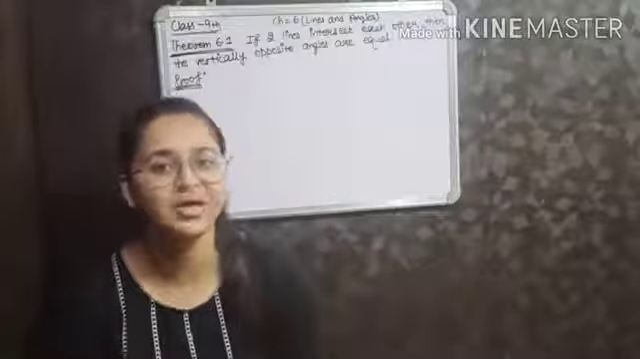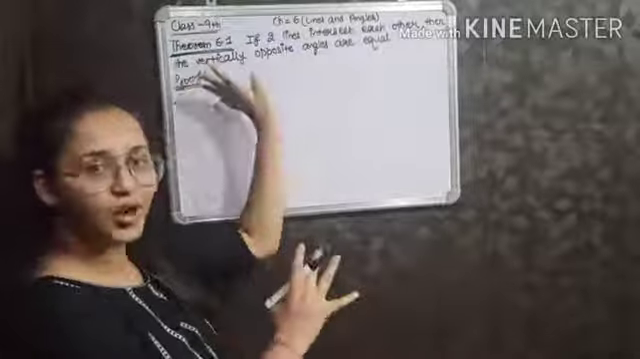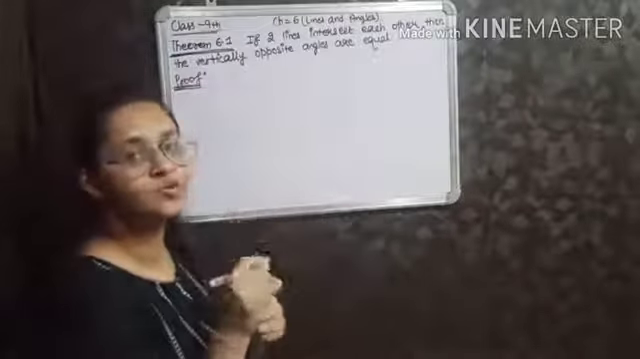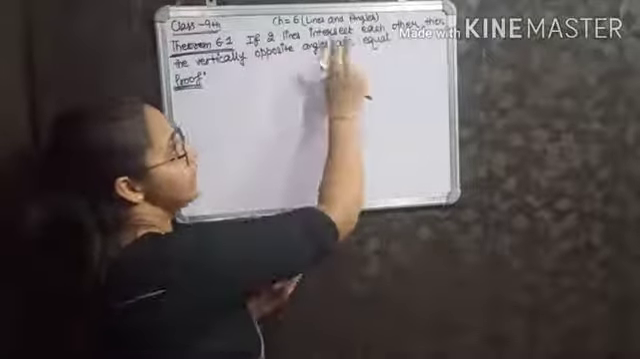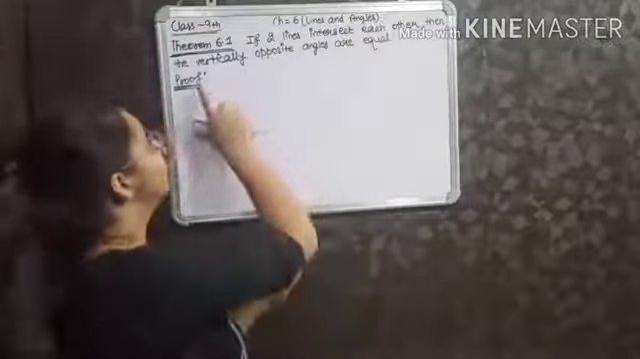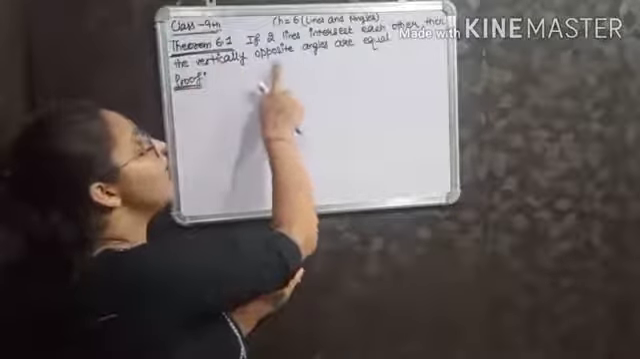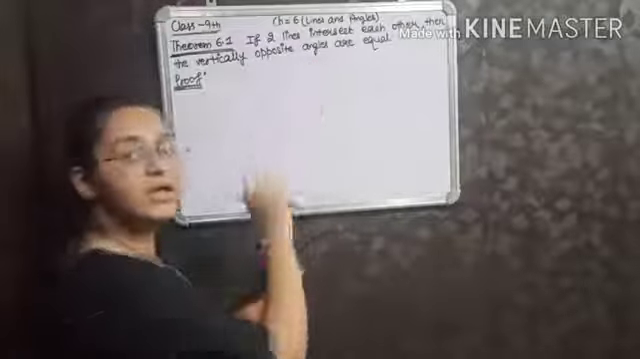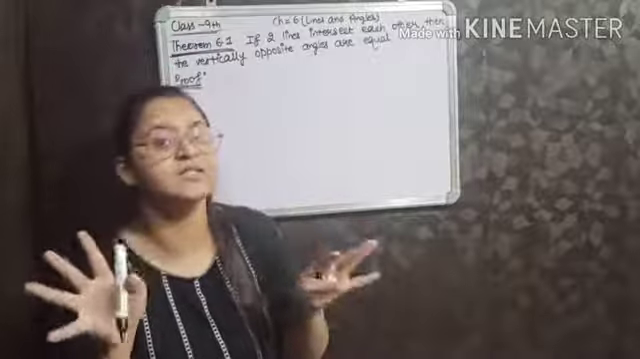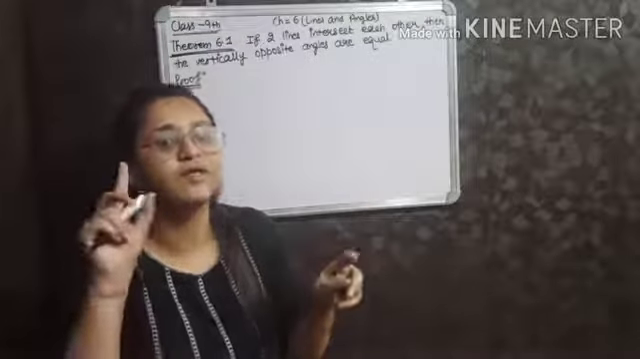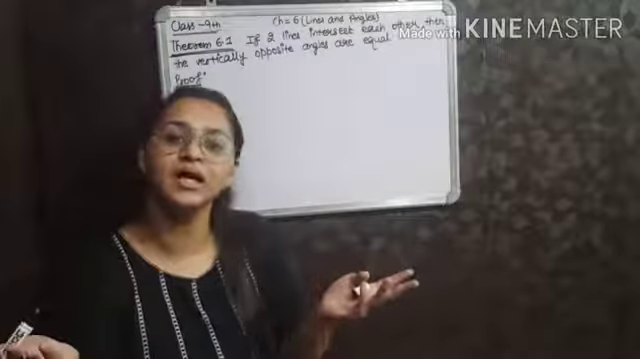So students, we have theorem 6.1. This is an important and most commonly used theorem. It says that if two lines intersect each other, then the vertically opposite angles are equal. The statement is, if two lines intersect each other, then the vertically opposite angles are equal.